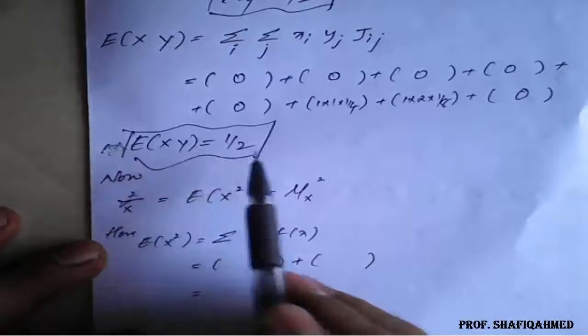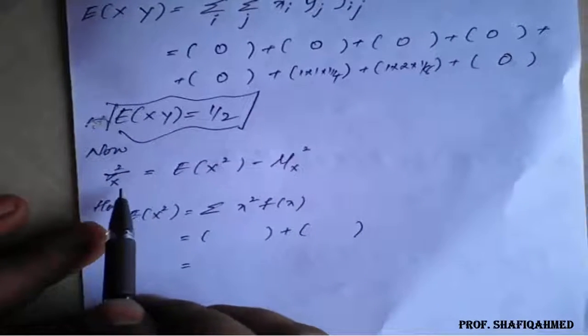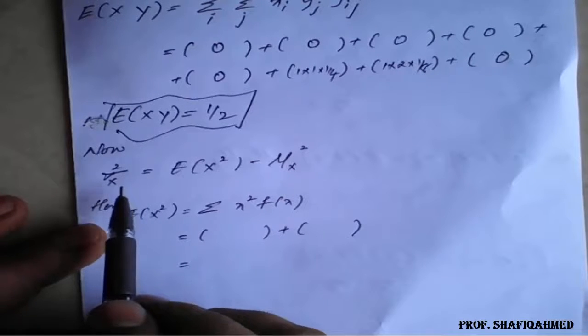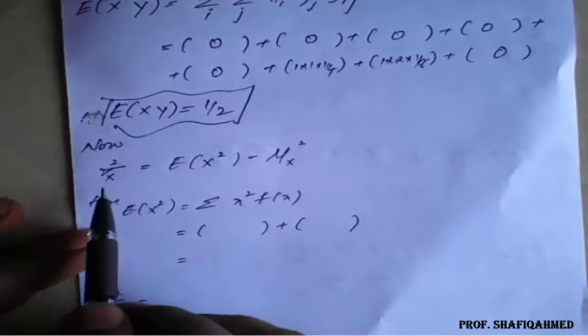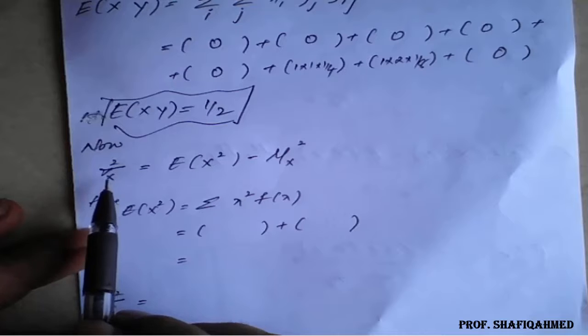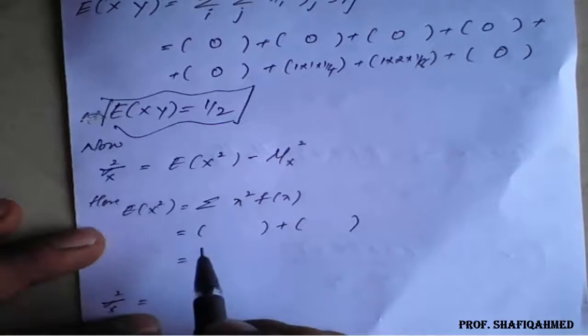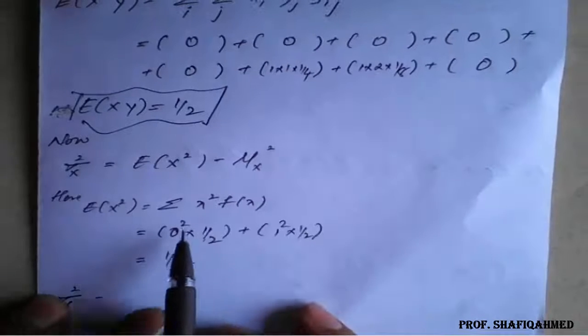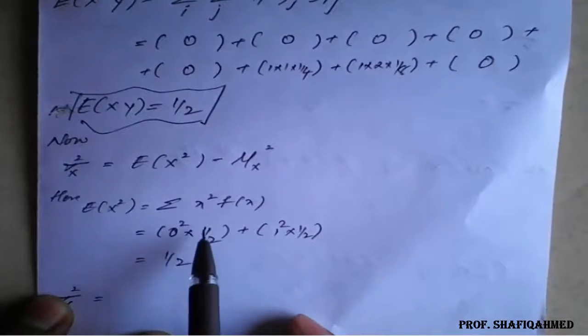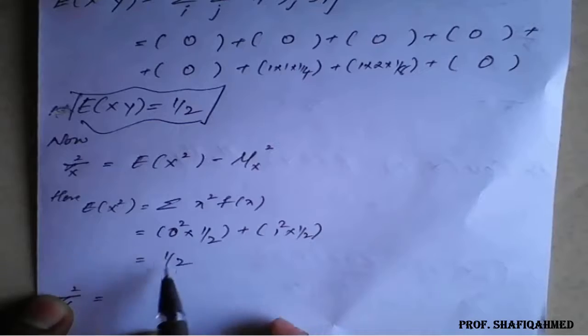So mu of y is 3 by 2. Mu of x, we got previously, is 1 by 2. Now mu of y is 3 by 2 and the expectation of xy is 1 by 2. By using this we will go for the standard deviation, that is, the variance. Before finding the standard deviation we need to calculate the expectation of x square, which is 0 square into 1 by 2 plus 1 square into 1 by 2, which is 1 by 2.